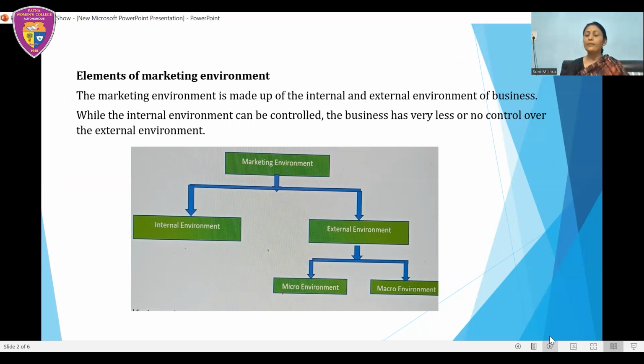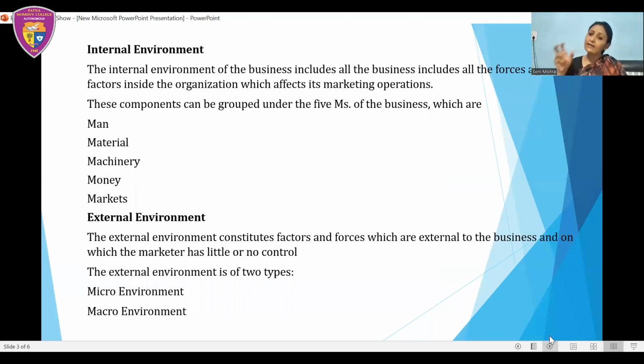Now we'll see this diagram. We have divided this marketing environment into two parts: internal environment and external environment. Internal environment, I told you, is controllable factors, which are under the control of the organization. And then I have also bifurcated the external environment into two, which we can see in the diagram: micro environment and macro environment. So micro environment are those external factors which have direct influence on the functioning of the organization, but because they are very small components, they are only partially under the control of the organizations.